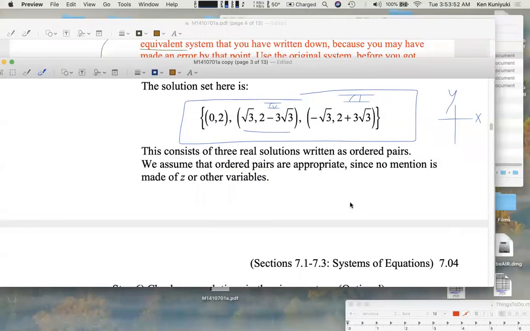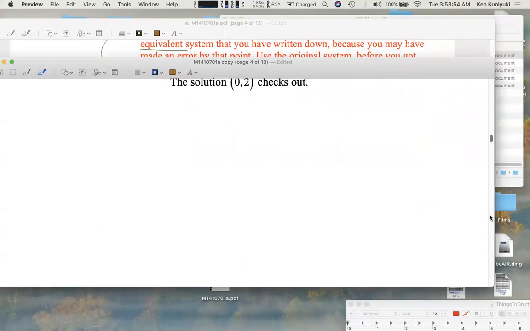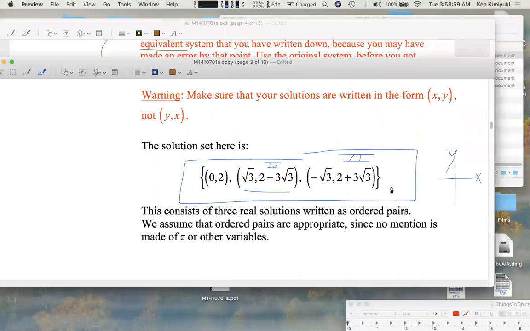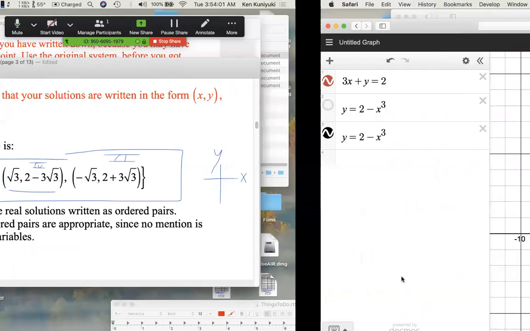Now let's review this graphical method. Oh, and by the way, as a check, this is a check to see that there are in fact 3 real solutions. There are 3 intersection points.